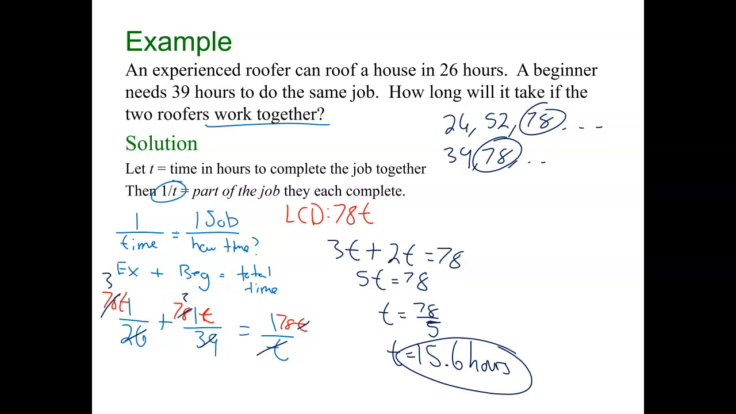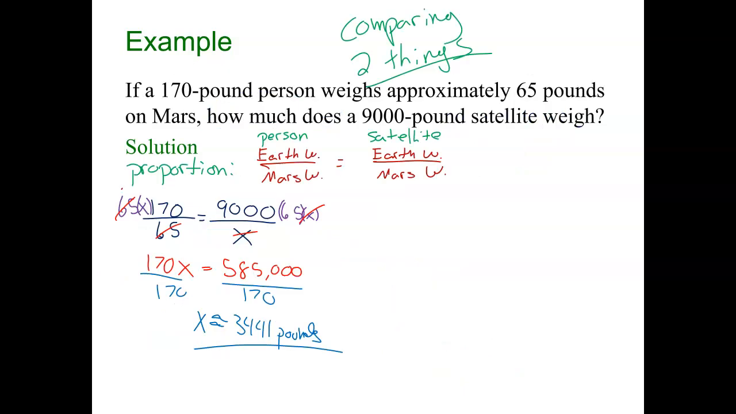So that was working together. The first one was comparing two things. Okay? So those are kind of the two general formulas you're going to have. It's working together. You're going to have this kind of addition idea, this addition process, with a total. If it's comparing two things, we're setting up a proportion.